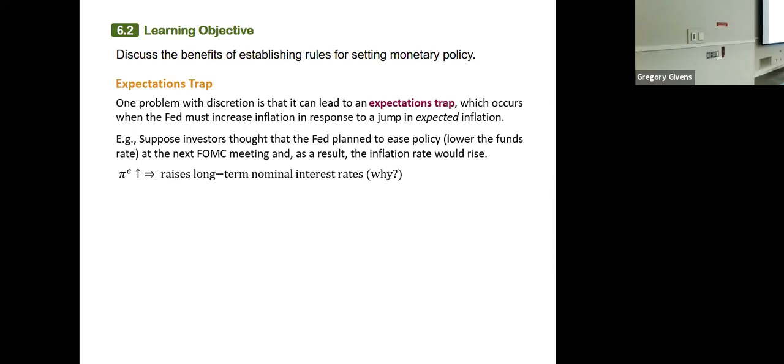Now, why is that? You guys remember the Fisher equation or the Fisher relationship from your intermediate macro class? The nominal rate is the real interest rate plus expected inflation. So if expected inflation goes up, all else equal, that's going to tend to raise the nominal interest rate as well, okay? Now, what's the problem with this? As nominal interest rates rise, credit conditions in the economy tighten, and as a result, economic growth starts to slow down, correct?